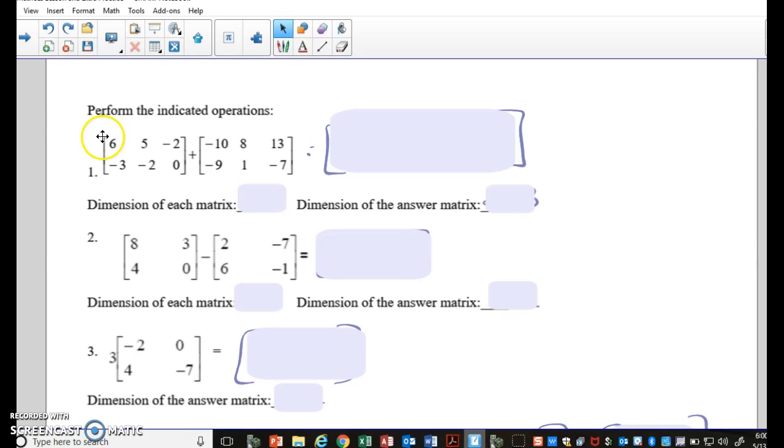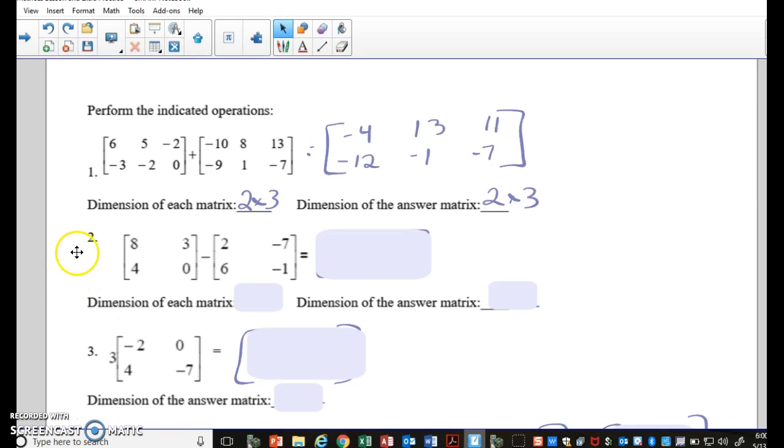So here we have our rows 2 by our columns 3. So these are two 2 by 3 matrices, right? Our answer matrix is going to have the same dimensions, the 2 by 3, because we're just going to add the corresponding entries. So to add this, we're going to take 6 and add it to negative 10. So it's going to be negative 4. That's our first entry, right? Then we're going to have 5, and we're going to add 8 to that. 13. Negative 2 plus 13, 11. Negative 3, negative 9, negative 12, so on and so forth, right? So you're just adding the same entries together.